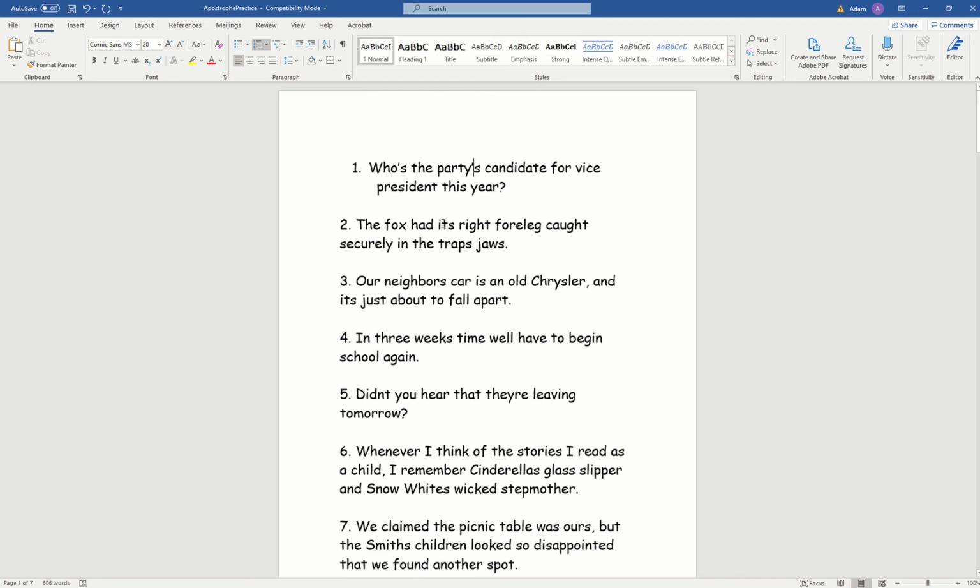Fox had its right. Okay, its. Do I want it apostrophe s? The fox had it is right foreleg. Nope, that doesn't make sense. So let's keep it its.